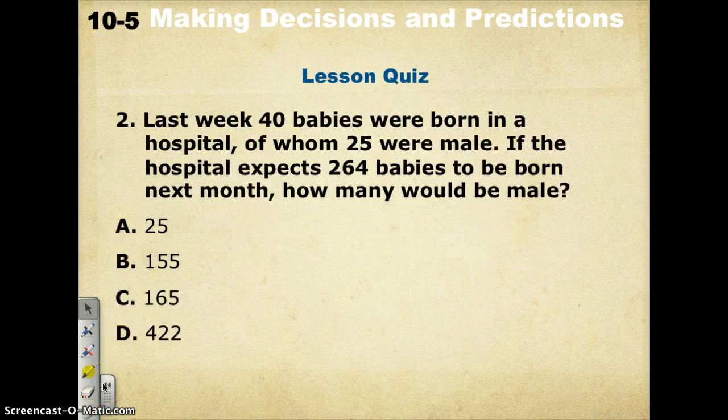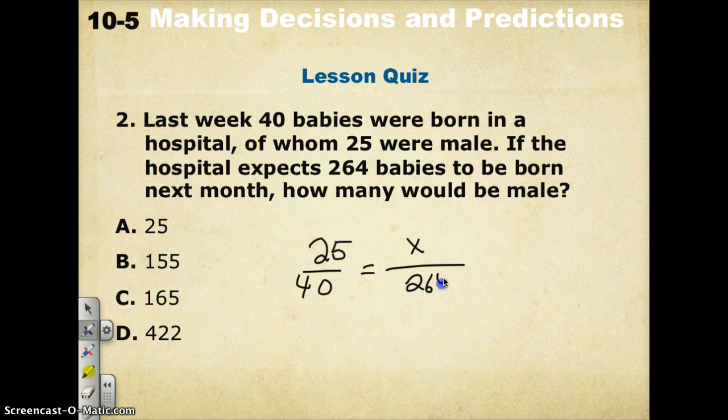Question 2. Last week, 40 babies were born in a hospital, of whom 25 were male. If the hospital expects 264 babies to be born next month, how many would be male? I'll give you a hint. 25 out of 40 babies were male. How many out of 264 can we expect to be male?